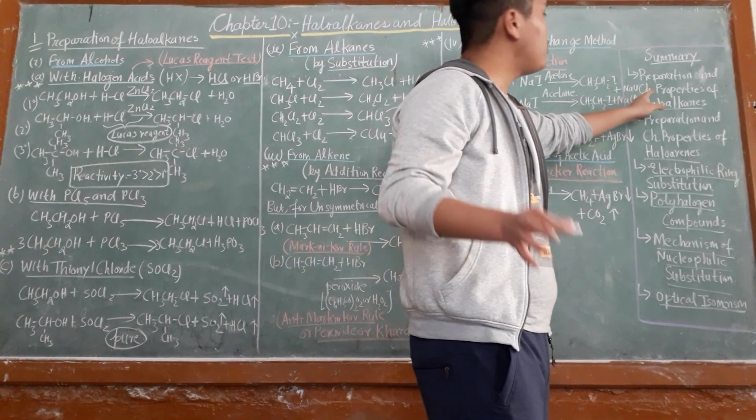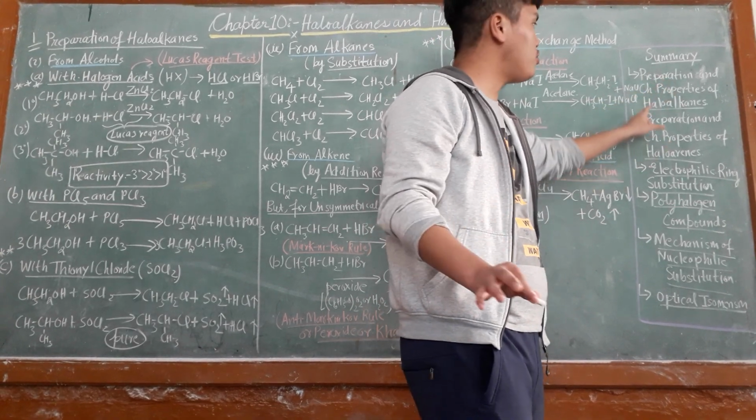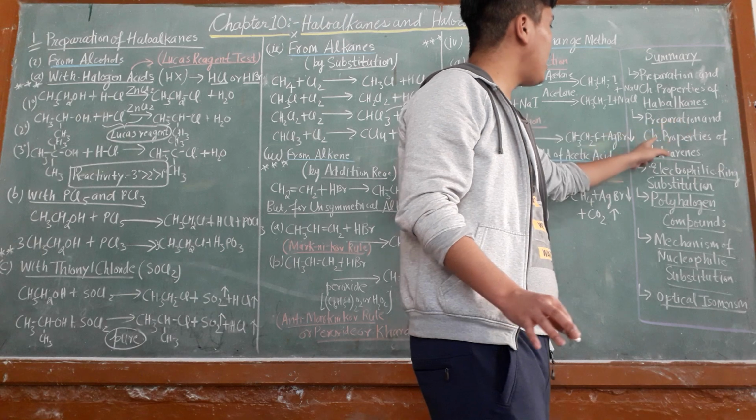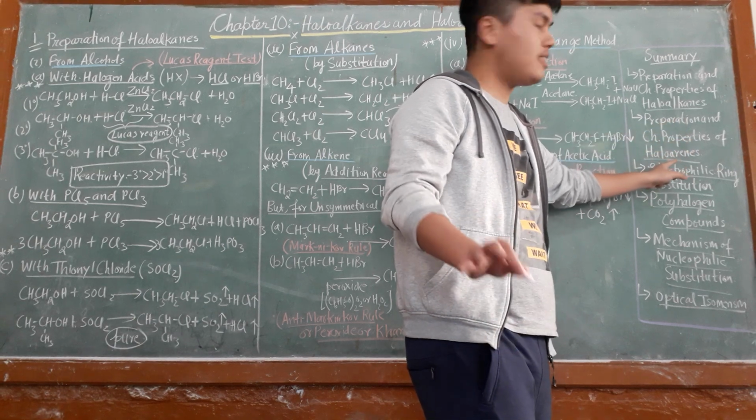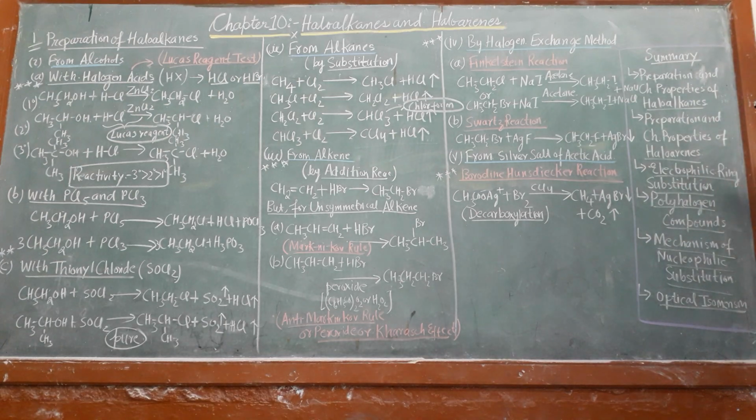First of all, we are going to study the preparation and chemical properties of haloalkanes. Then the preparation and chemical properties of haloarenes. Then electrophilic ring substitution, that is, on the benzene ring. Then polyhalogen compounds, which are organic compounds containing more than one halogen group.